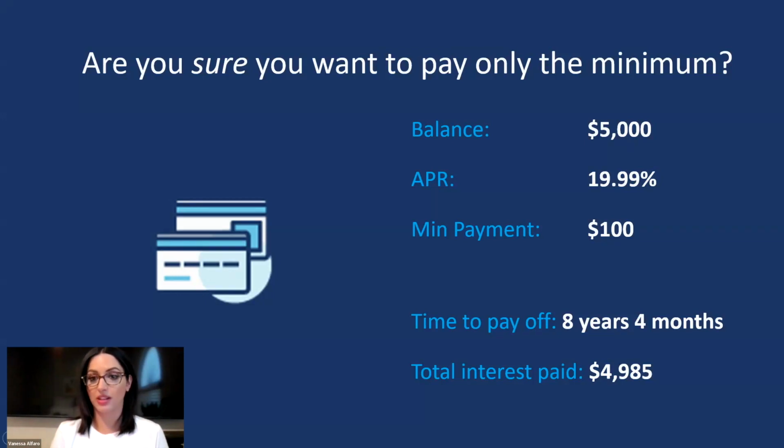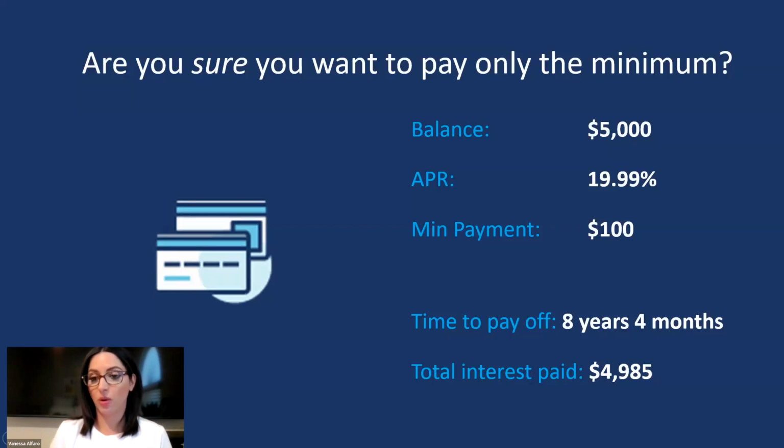Some of the larger banks are charging 28% interest right now on credit cards. So be very careful. But in this scenario, a $5,000 purchase, 19.99% interest on your credit card, you paid the minimum payment of $100. If you just did the minimum payment of $100, it would take you 8 years and 4 months to pay off that $5,000 purchase. And you'd be paying almost double in interest.